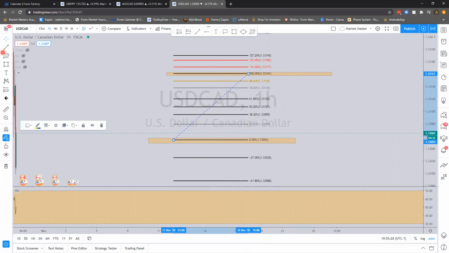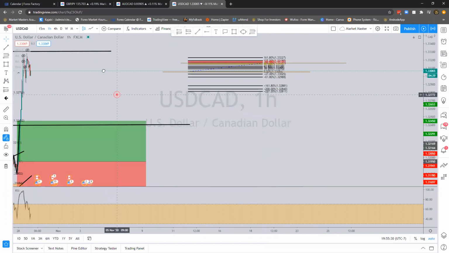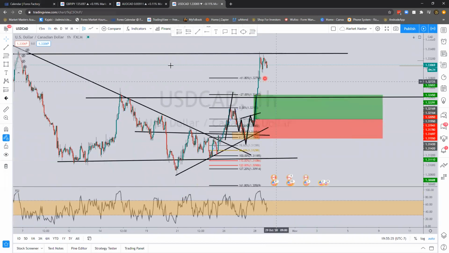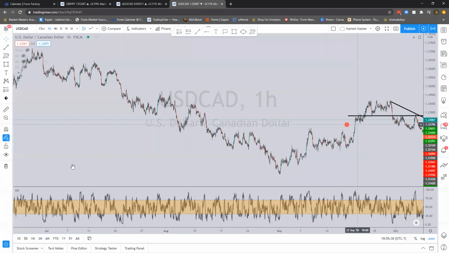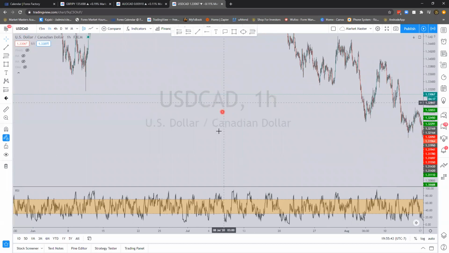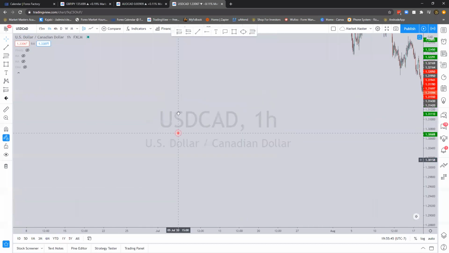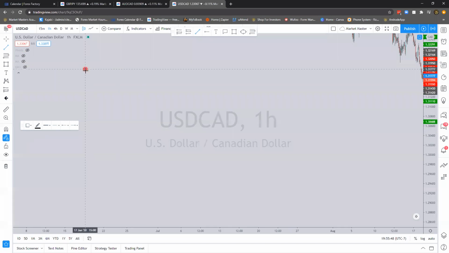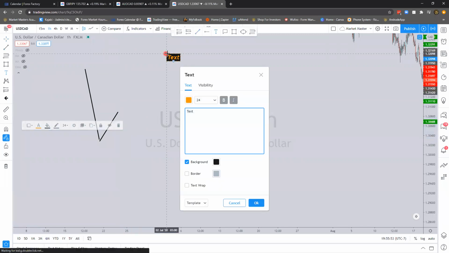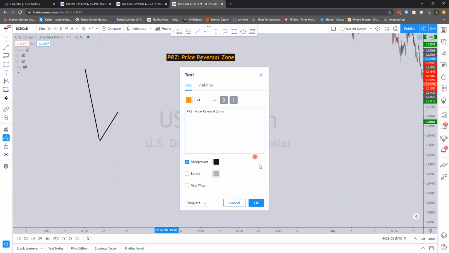Okay, so the Fibonacci tool, what it's used for, it's mainly used for what's called PRZ, looking for the price reversal zone. Let me go into a blank area. Okay, there we go. So PRZ stands for price reversal zone.